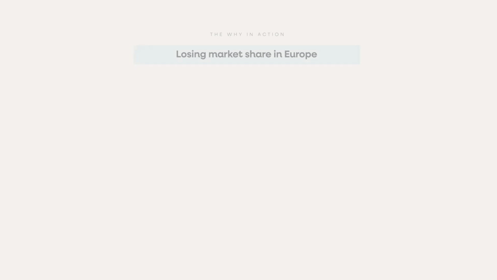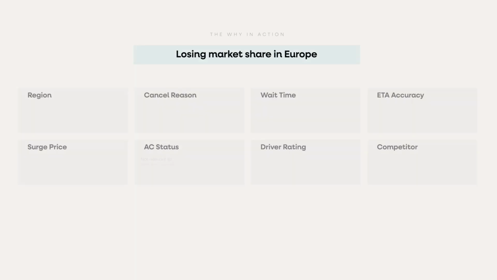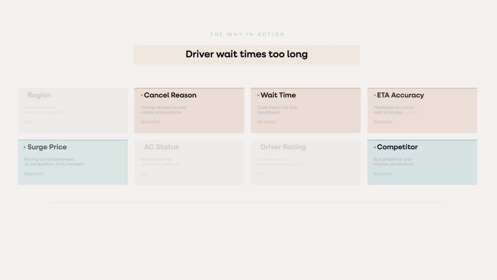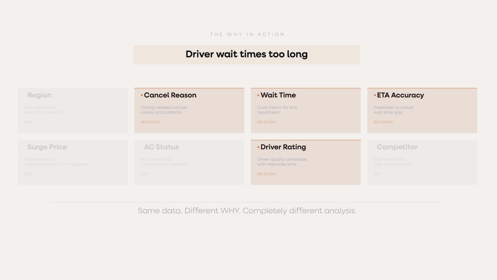In this case, for example, it might be that we got this question because we are losing market share in Europe. So then you know that for your analysis, you can ignore any data point that is not related to Europe. Or it could be that we got this question because we believe that driver waiting times are too long and it's frustrating our consumers. And in that case, most likely you would focus entirely on timing data. So as you can see, knowing your why really changes which data is important for this analysis.